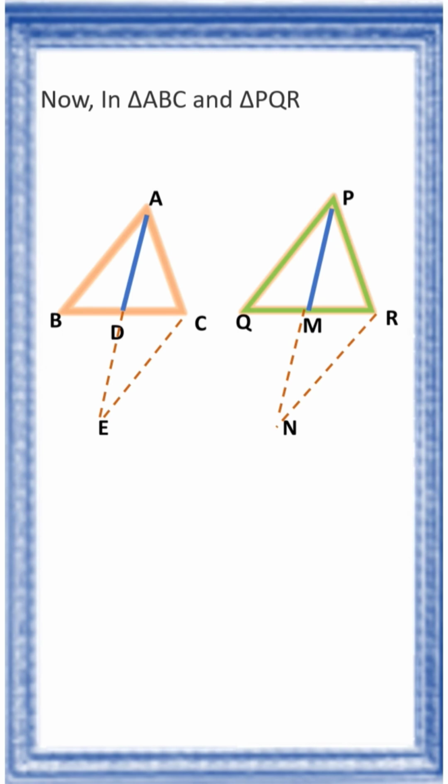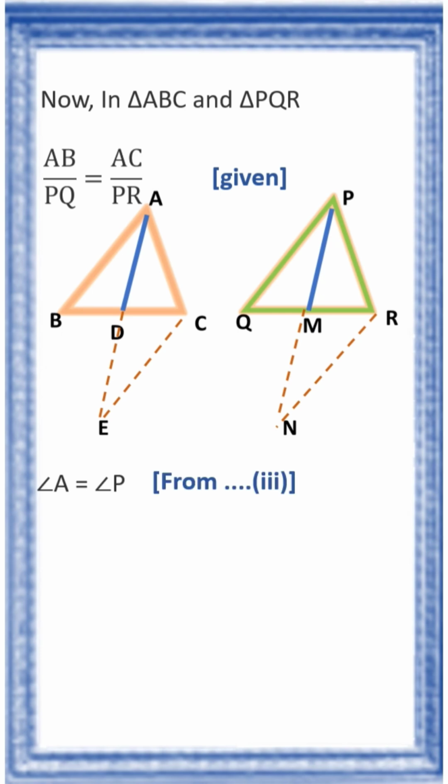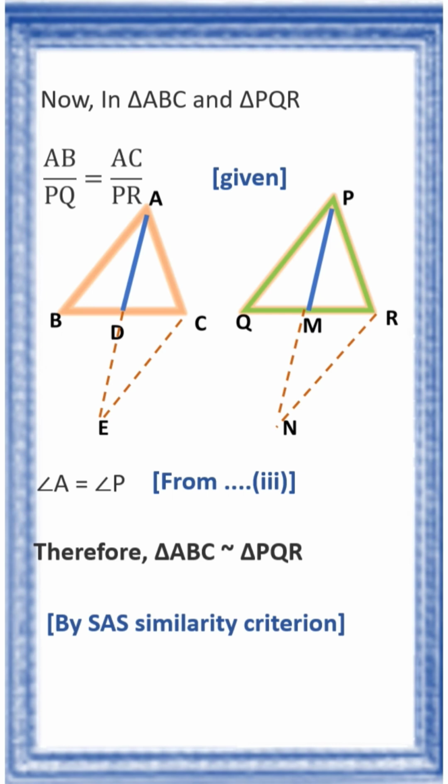Now in triangle ABC and triangle PQR, AB by PQ is equal to AC by PR, it has been given. And angle A is equal to angle P from equation number 3. Therefore, triangle ABC is similar to triangle PQR. Why? Because of side angle side similarity criterion. Hence proved.